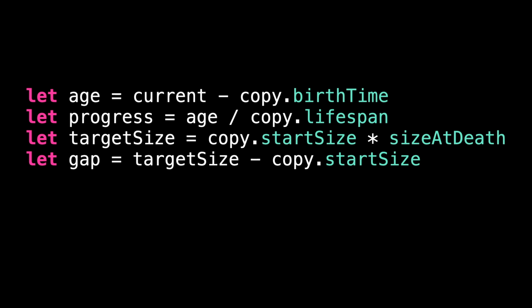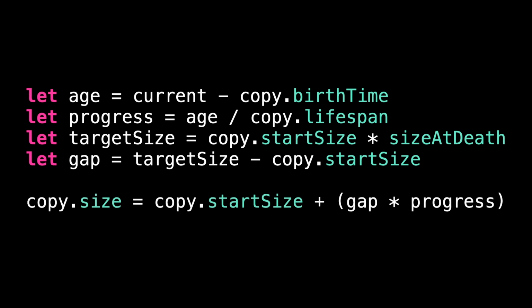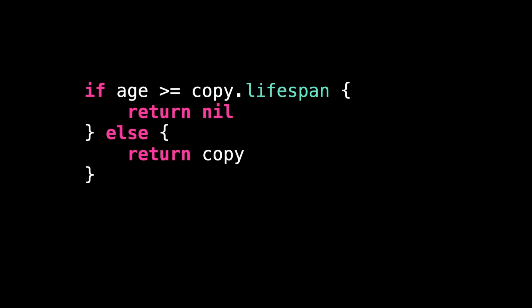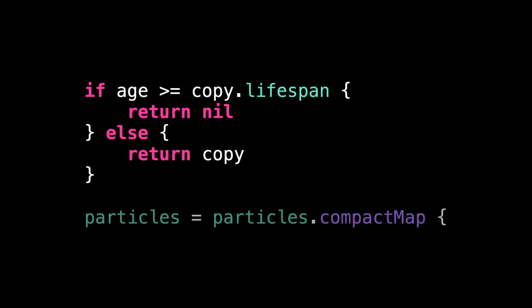And now, the gap between the target size and start size is how much it needs to grow or shrink over time. Finally, we can calculate the particle's current size as being some mix between its start size and target size. But what happens when it's dead? Well, if the particle's age is greater than its lifespan, we want to remove it from the list of active particles. In our case, that means sending back nil rather than a copy. This is why we used compact map earlier, so we could remove dead particles.